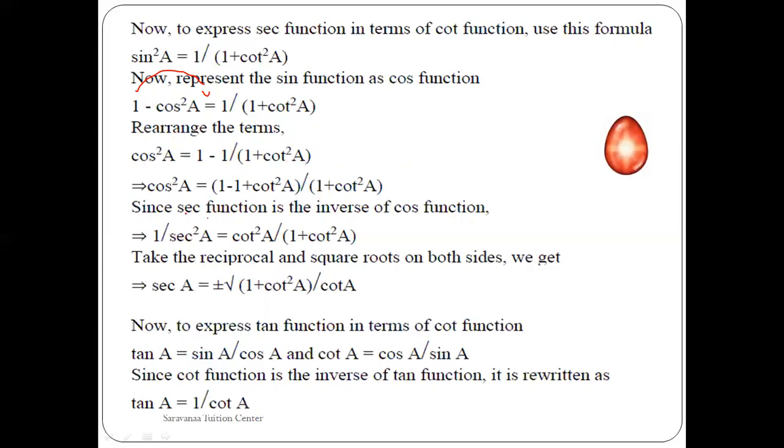Since secant function is the inverse of cos function, you need to take 1 by secant square A equals cot square A by 1 plus cot square A. So secant A is plus or minus root of 1 plus cot square A by cot A. Okay. Now for tan, tan A equals sin A by cos A. So cot A equals cos A by sin A. Since cot function is the inverse of tan function, it is written that tan A equals 1 by cot A.